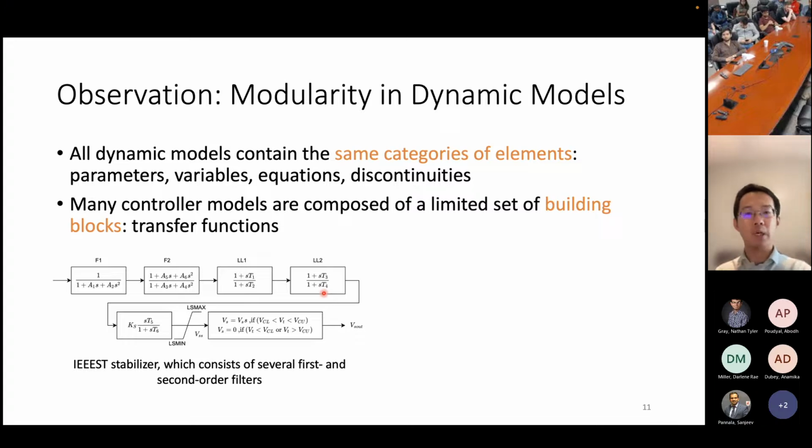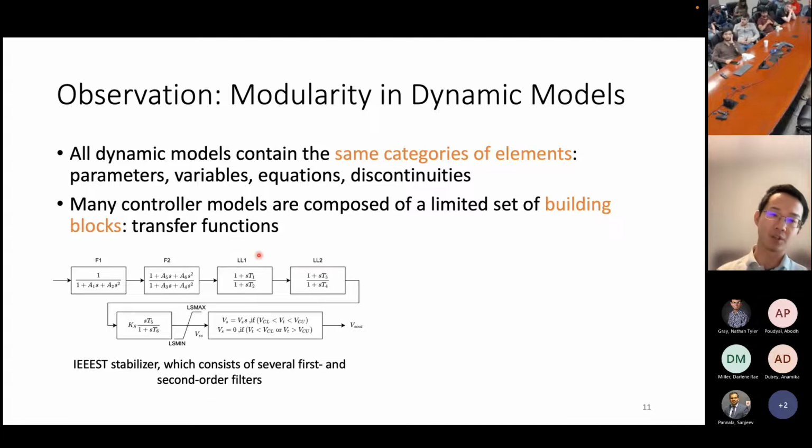We start from a few observations. First of all, there is modularity in the dynamic models, or in the transient models. So this is again an IEEEST stabilizer model. We can see that all dynamic models contain the same categories of elements. They are parameters, variables, equations, and discontinuities. For example, this is a hard limiter here. And many controller models are composed of a limited set of building blocks.